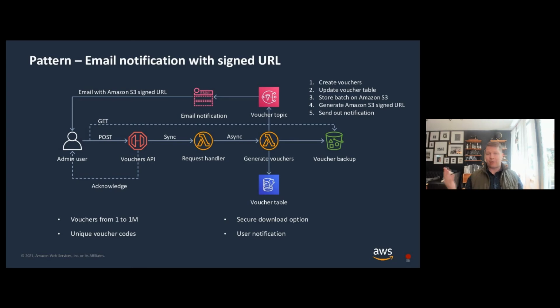So in the case of a 1 voucher production, you could have just gone from the voucher API over to the generate voucher Lambda, because the whole thing would have happened within a second. But in the space where we're generating millions of these vouchers, it may take well beyond 30 seconds to produce all of those. And so that's why we have a synchronous to asynchronous call.